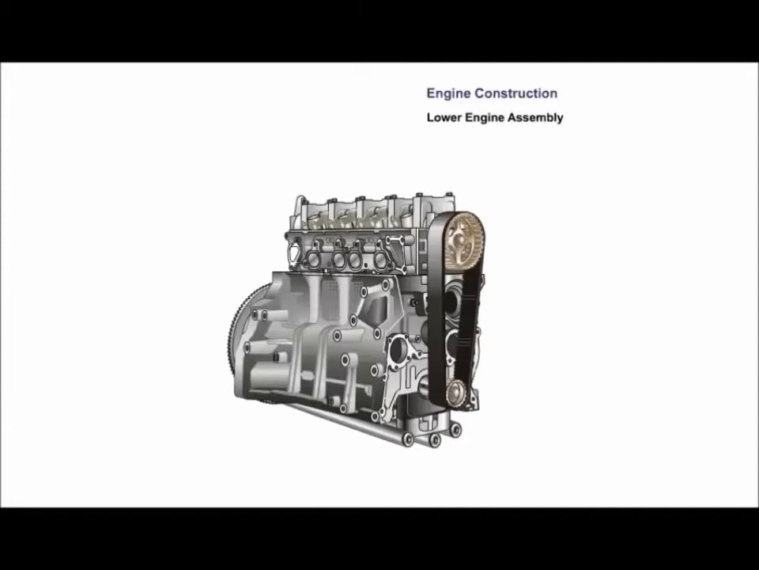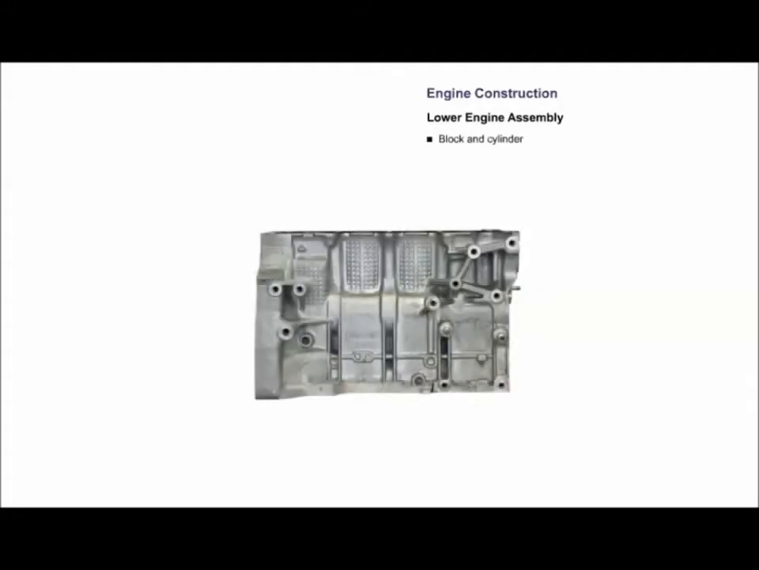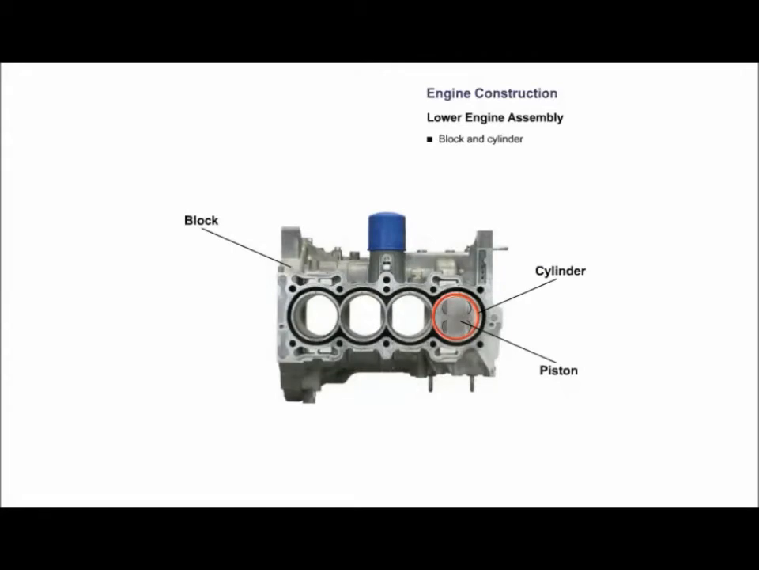To help explain the operation of the four-stroke engine cycle, we're going to use a representation of an engine. If we were to assemble this engine, we would start with the block and cylinder. The block is the foundation of the engine, and the cylinder forms the walls of the combustion chamber.